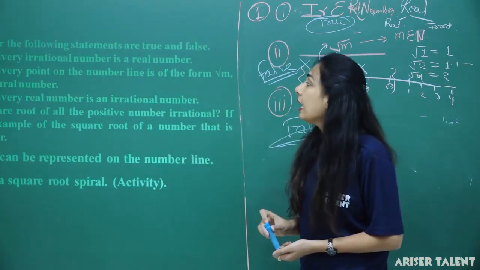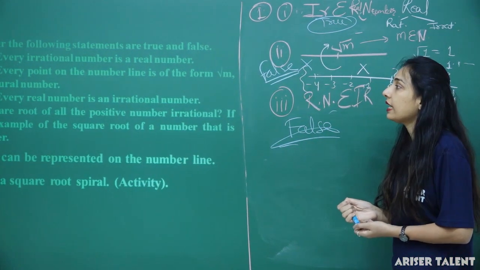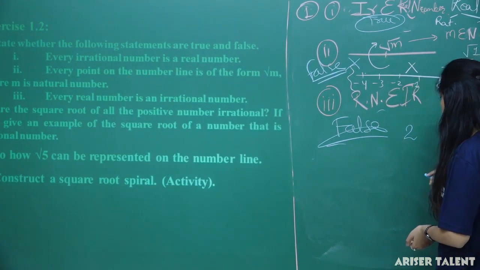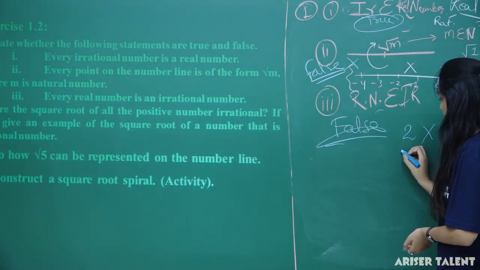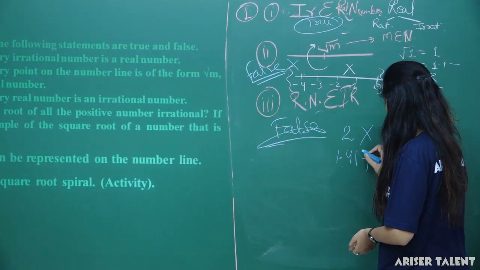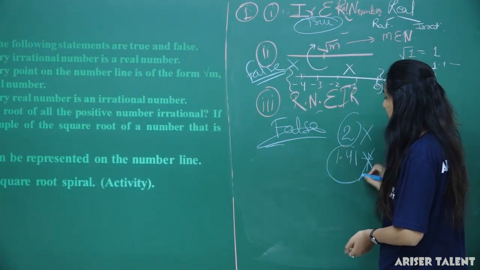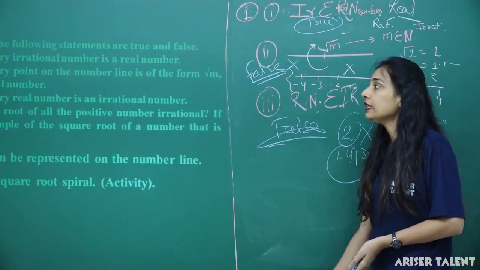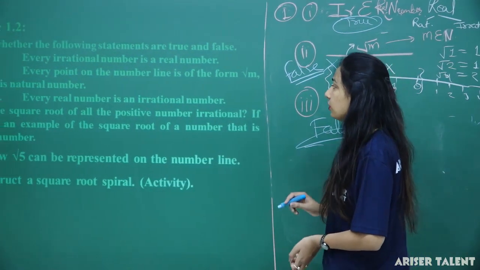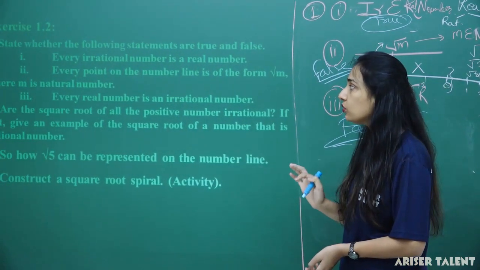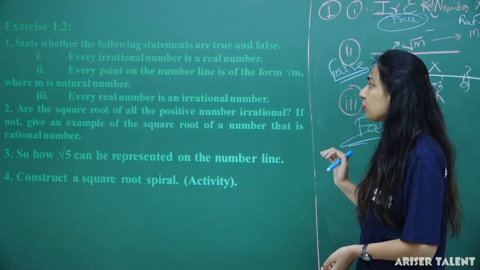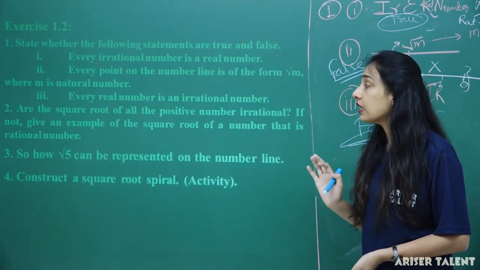So that means every real number is not an irrational number, because we have real numbers like 2 that are not irrational. We have numbers like 1.41, which is in decimal form but again not irrational, yet it is a real number. So every real number may or may not be irrational. Now, are the square roots of all positive numbers irrational? If not, give an example of the square root of a number that is rational.